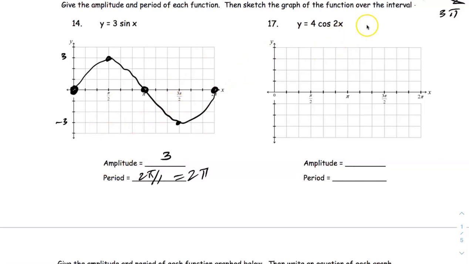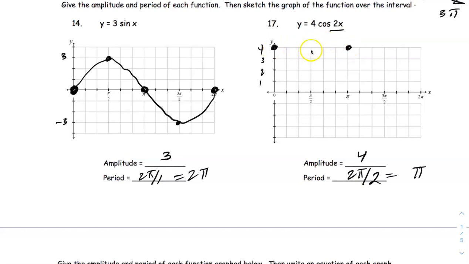This next one, 4 cosine 2x. So my amplitude is 4. My period is 2 pi over 2, which is my b. So I just get pi. So again, let's start with the first. It's cosine, so let's start with our amp. 1, 2, 3, 4. So right here, I start at 0, and I'm going to end at pi. So right here.